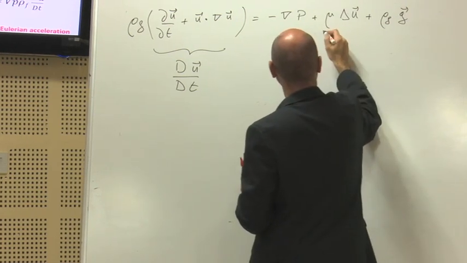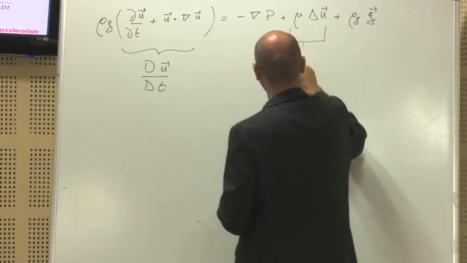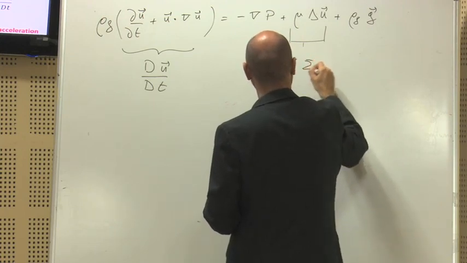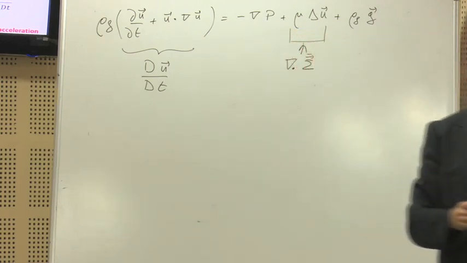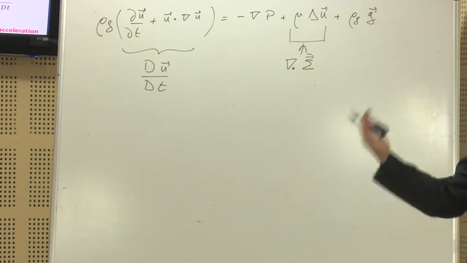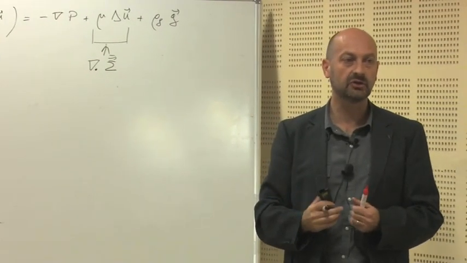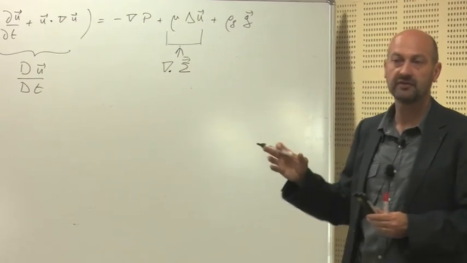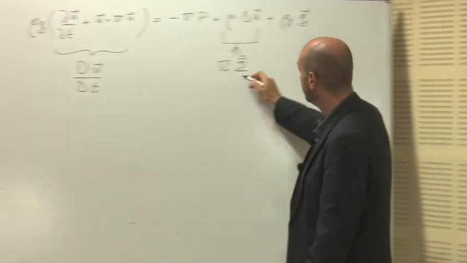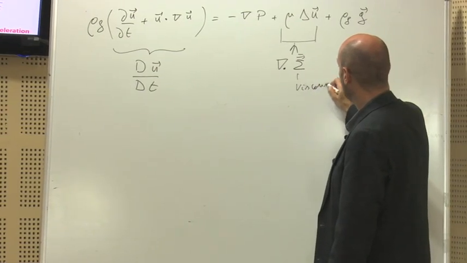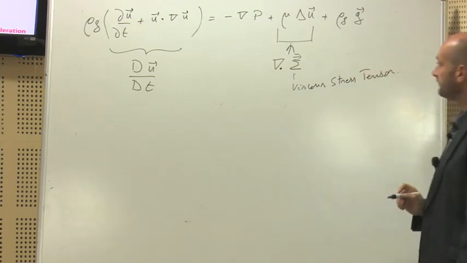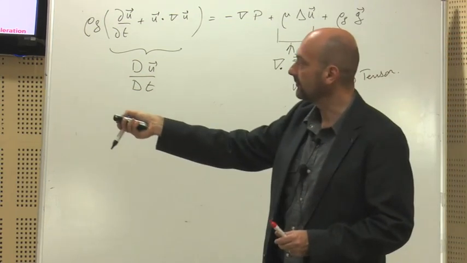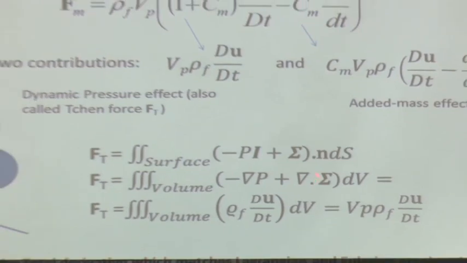Okay? And this term is actually the divergence of sigma. Okay, so I don't know with Professor Chakraborty if you have seen how to obtain the Navier-Stokes equation, but actually it is coming from that expression, the divergence of the stress tensor, which is a viscous stress tensor. Okay? So you see that in the force balance, in the force which is acting on the particle, I need to evaluate the gradient of P and the divergence of sigma.